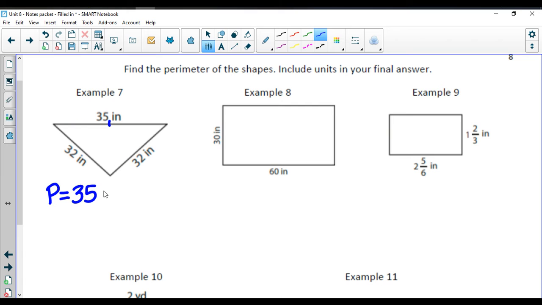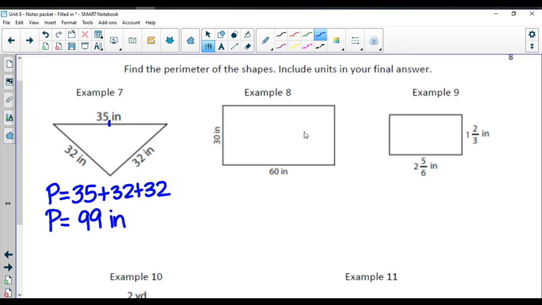So I have 35 plus 32 plus 32. That's all my sides. Capital P for perimeter, which you should always be writing down. 35 plus 32 plus 32, I get 99. My units stay linear, so they're just going to stay inches.